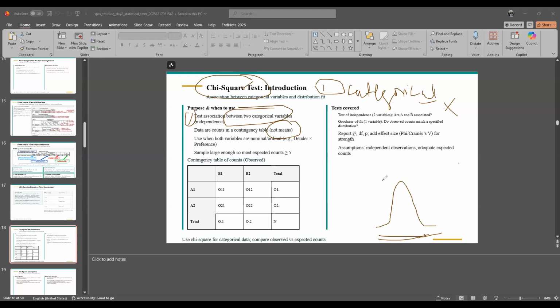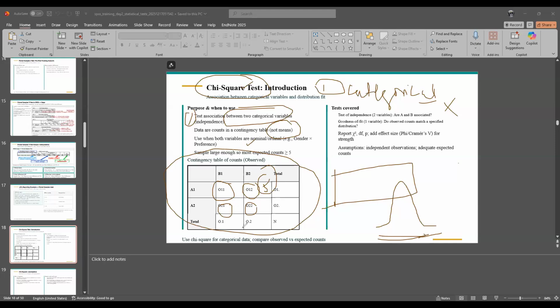You can just post your query in the chat. Okay, chi-square test. For the chi-square test, it must be categorical variables. Number two, the data must be represented in contingency table format. There must be rows and columns. The most important thing about the chi-square test is that each cell in your contingency table must be greater than 5.